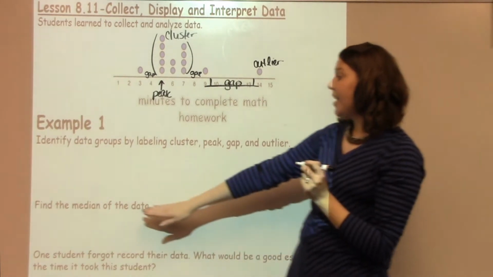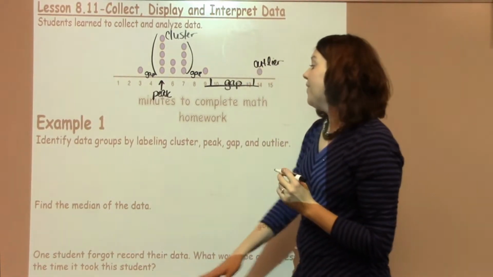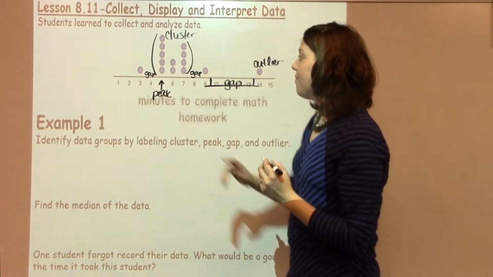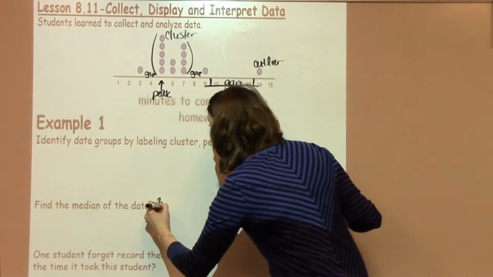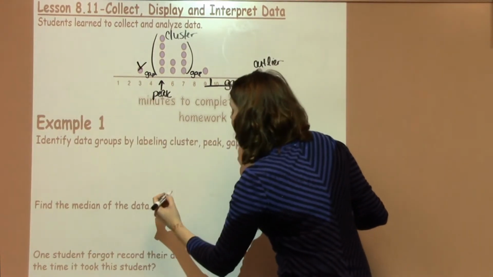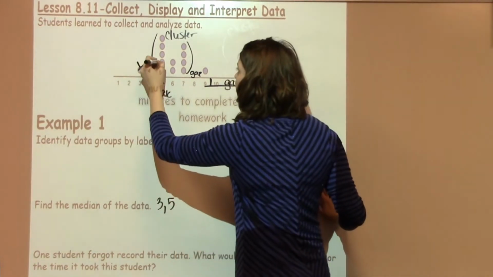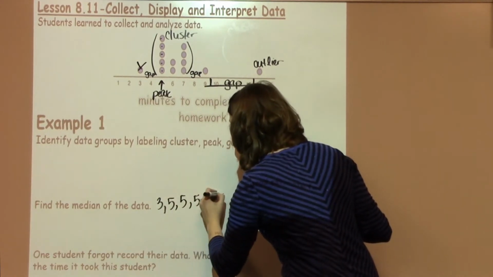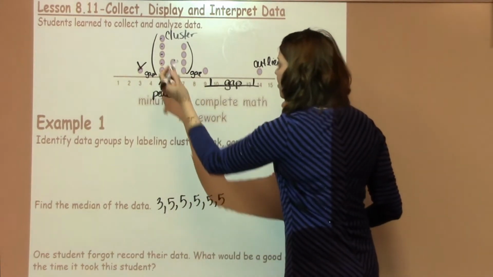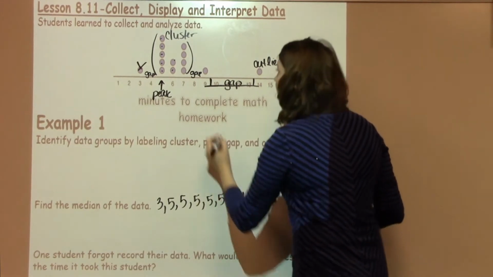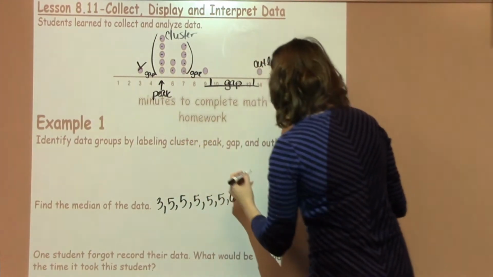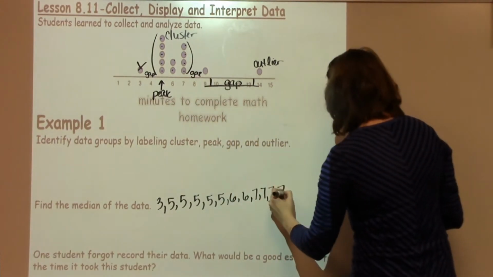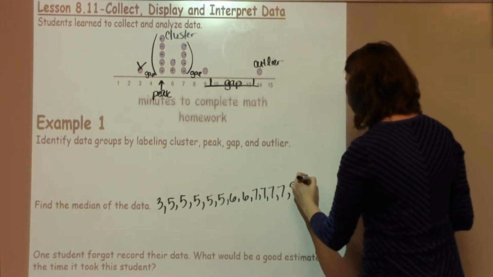All right, it says find the mean of the data. Find the median of the data. To do this, I need to make a list of my information. So I've got 3, I've got 5, and I've got 1, 2, 3, 4, 5 5s. So there's 3, 4, and 5. I've got 1, 2, 6s. I've got 1, 2, 3, 4 7s. I've got 1 9, and I have 1 14.